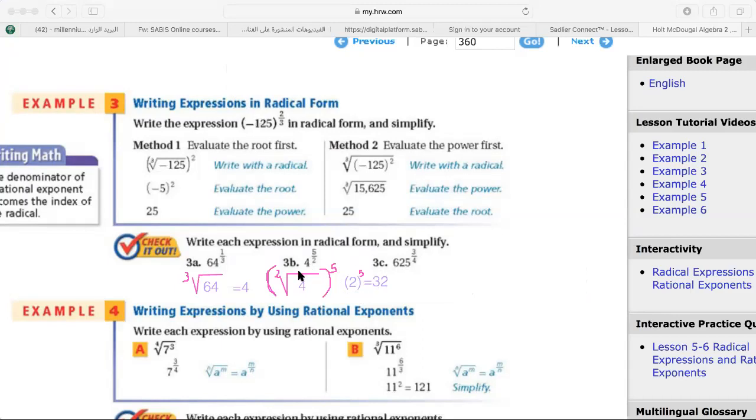What happened here? I distributed the numerator and the denominator. 2 here, the denominator, is the index for the radicand 4, and 5 is the exponent for the whole term. So the square root of 4 is 2. 2 to the power 5 is 32. Let's do the last one here.